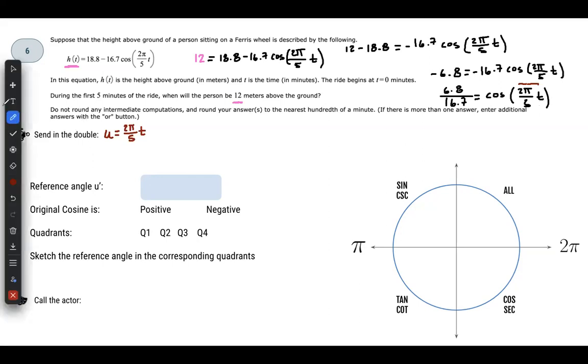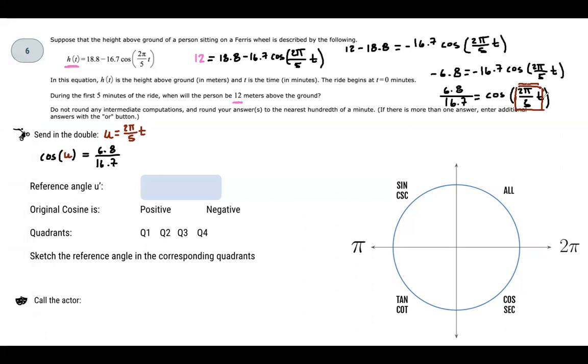So if we send the stunt double, the rest of the equation is gonna look the same, cosine, and that is equal to 6.8 over 16.7. The only difference is that I have asked for the assistance of a stunt double, and that stunt double is gonna take the place of this, which is the original actor, the original value of the argument of cosine.